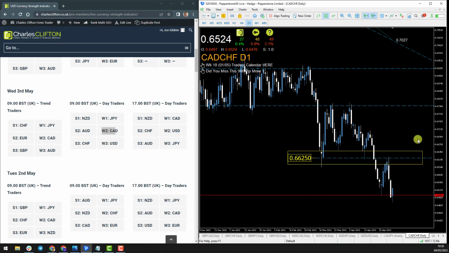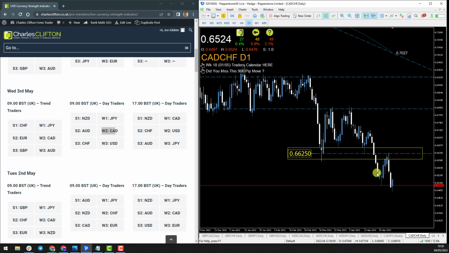So if we look at CAD Swiss on the right-hand side, we can see that price came up into the 66.25 handle. It rejected and formed this daily candlestick. Now that daily candlestick was on Tuesday the 2nd of May. I've come into the tables at 9. It showed me that there's a potential for CAD Swiss to go to the downside.